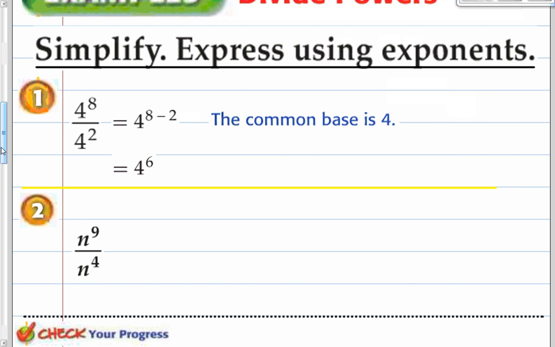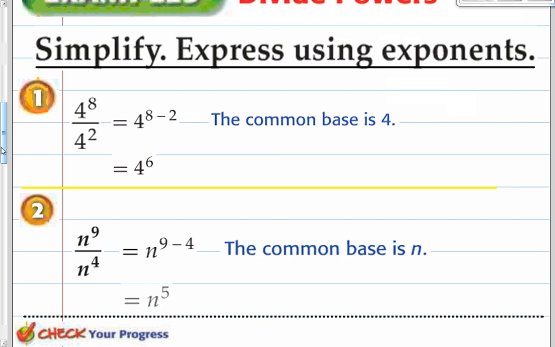Take a look at the second one. n to the 9th power over n to the 4th power. Again, the bases are the same. Therefore, we can subtract the exponents. Top minus bottom, 9 minus 4. That will give us a simple n to the 5th power. That's your final answer.